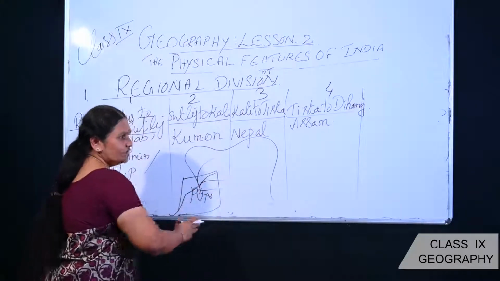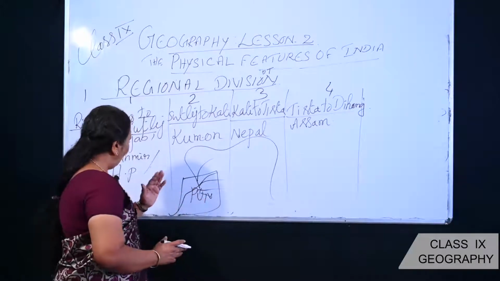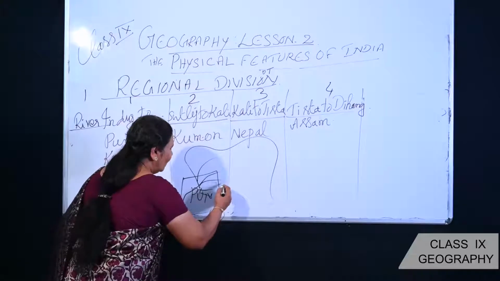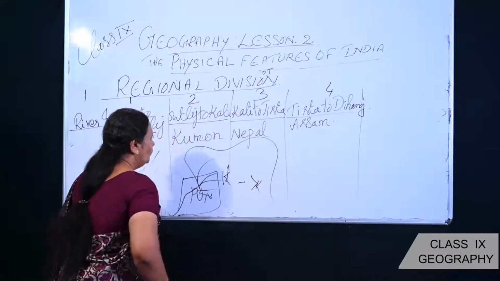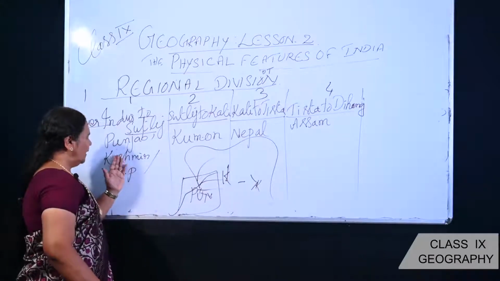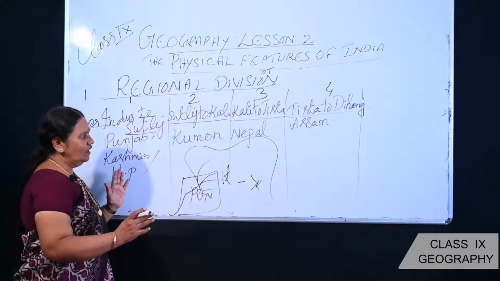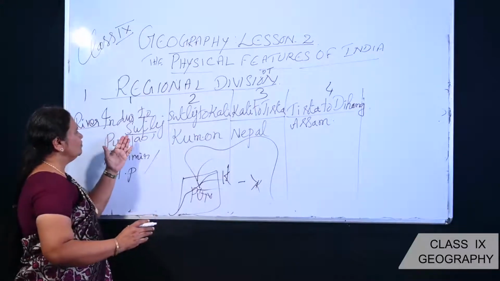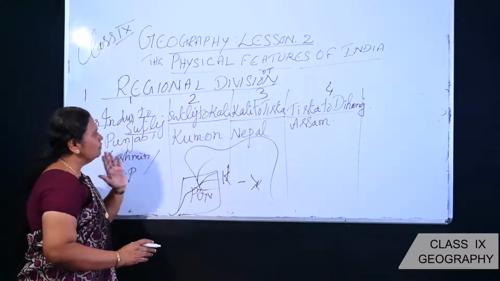So this area is called Punjab Plain. When you go still further, Kashmir or Himachal, we can call it by three names: Punjab Plain, Kashmir Plain or Himachal Plain. Which area? Tell me. The area which lies between the River Indus and Sutlej is called Punjab Plain.